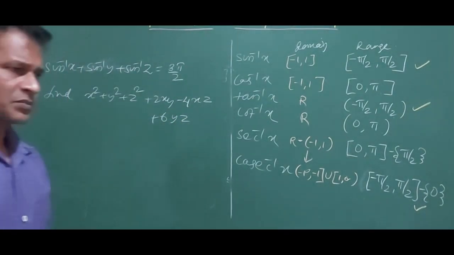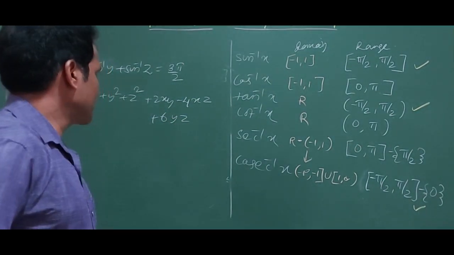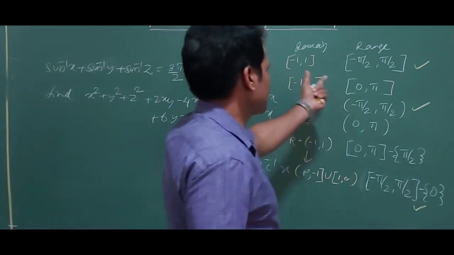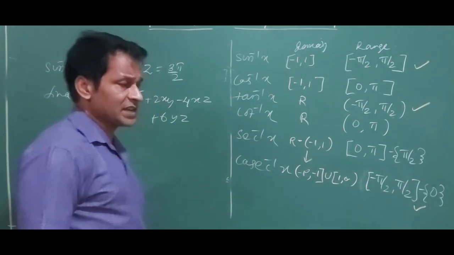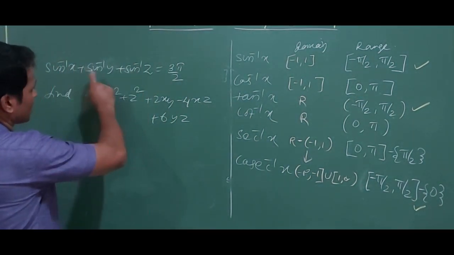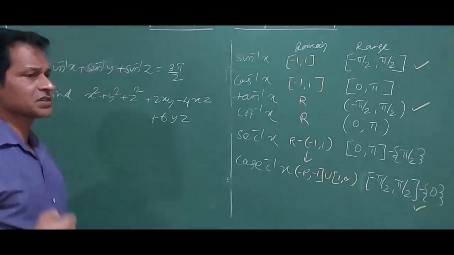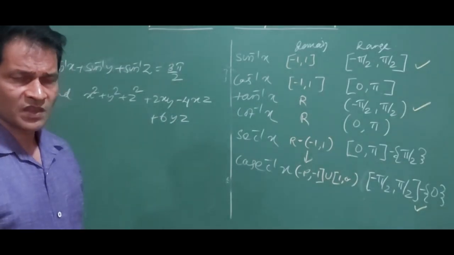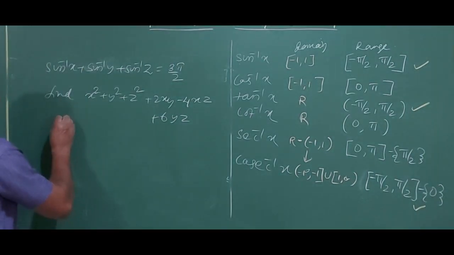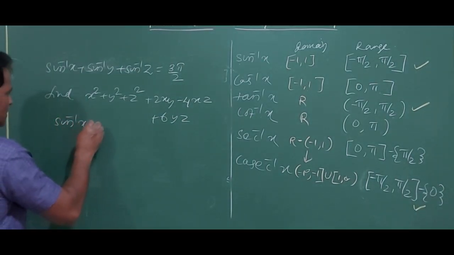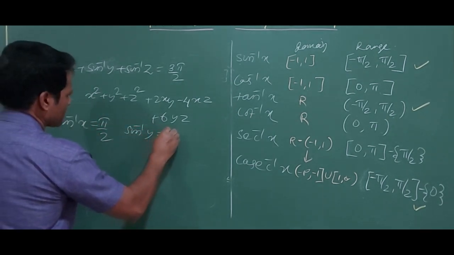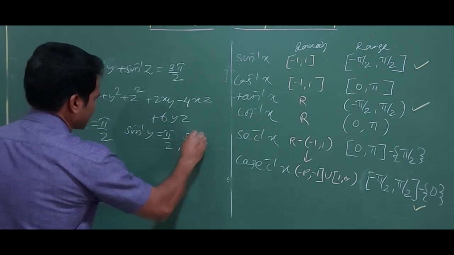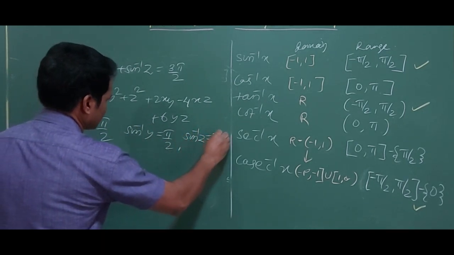Sin inverse x plus sin inverse y plus sin inverse z is equal to 3 pi by 2. Now sin inverse x lies between minus pi by 2 and pi by 2. Again uniformity has to be there. I cannot take sin inverse x equal to 0 and then think about the others. So each value is equal to pi by 2. That means sin inverse x equals pi by 2, sin inverse y equals pi by 2, sin inverse z also equals pi by 2.